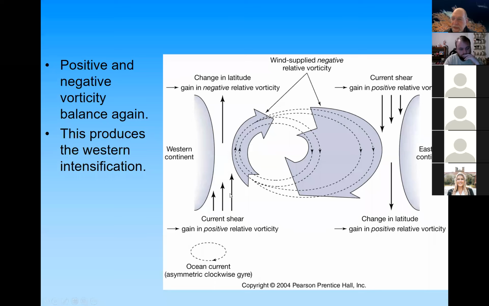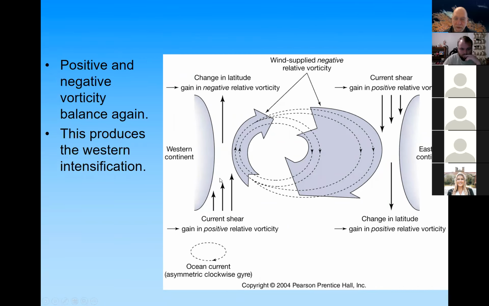And this is kind of easy to understand. As the currents are flowing along this continental barrier, they tend to be slowed by friction with the land. Therefore, as you move from near shore to offshore, there's a relative acceleration. Okay, there's a gain in positive vorticity. And so in a way, the water is moving more rapidly as you go offshore.